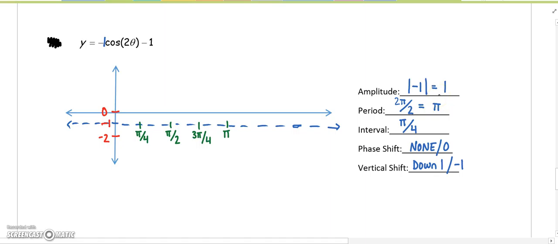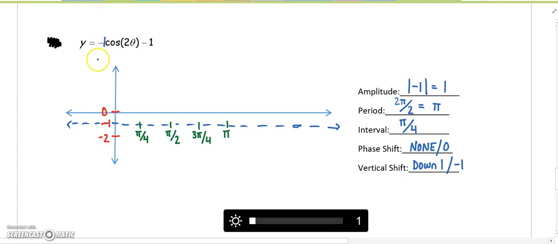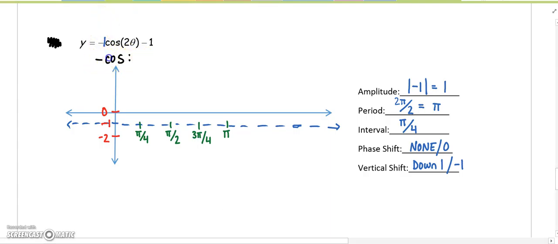Excellent. Alright, now the last thing is to know where to start your points. Alright, this would be a negative cosine. Negative cosines start at the min. So at 0, because of my phase shift, I'm starting at my minimum. Then go up to the middle, up to the max, down to the middle, down to the min, and draw as pretty of a curve as you can. And there you have it.